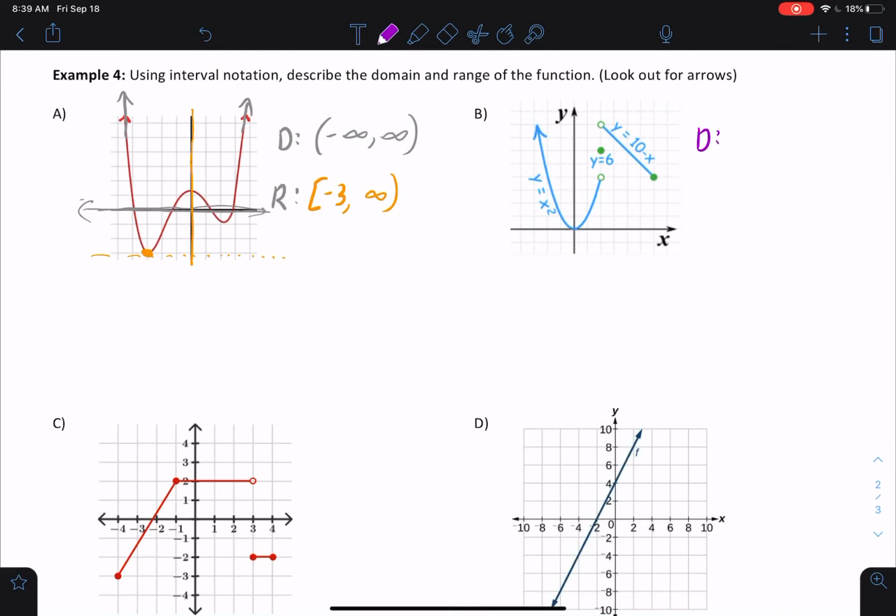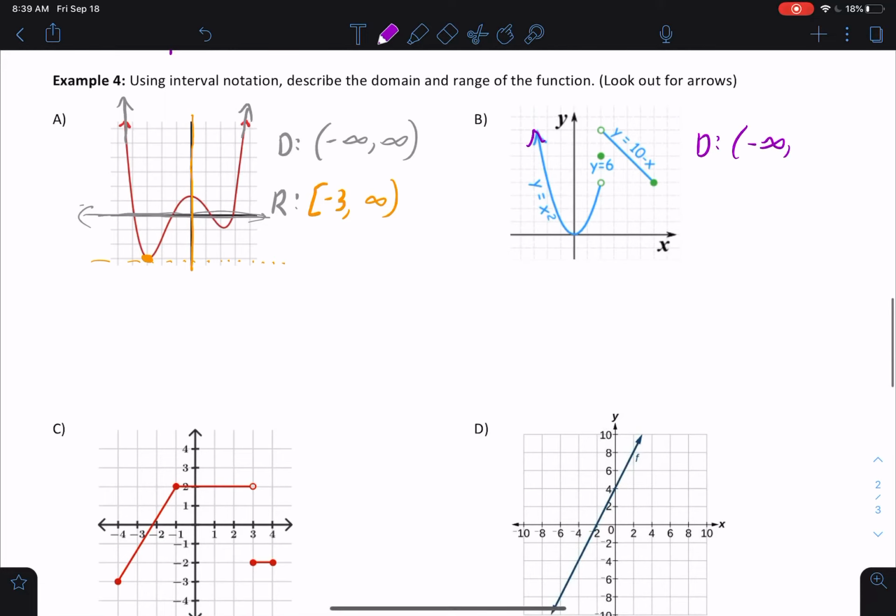What about part B? Domain, possible x values. I've got the arrow going off here, which means anything from negative infinity up until this point right here. This is where the fun stops. I'm going to count how far over I go on my x-axis: 1, 2, 3, 4, 5, 6. The highest x value that I can plug in is 6, and because it's a closed circle, I include the 6, so I have a bracket. Anything from negative infinity to 6, I can plug into this graph.